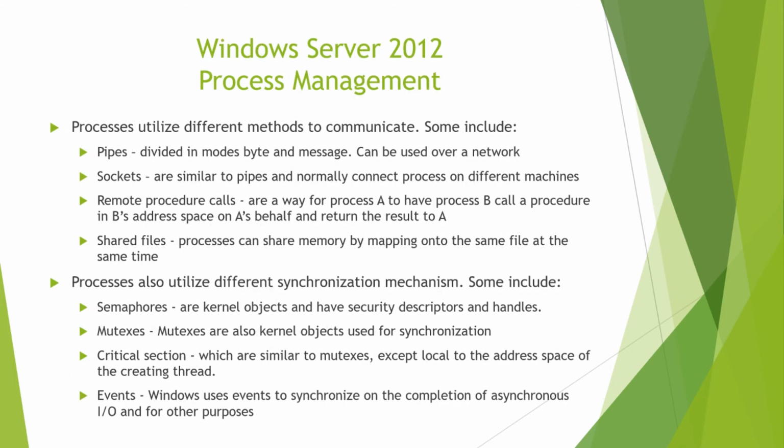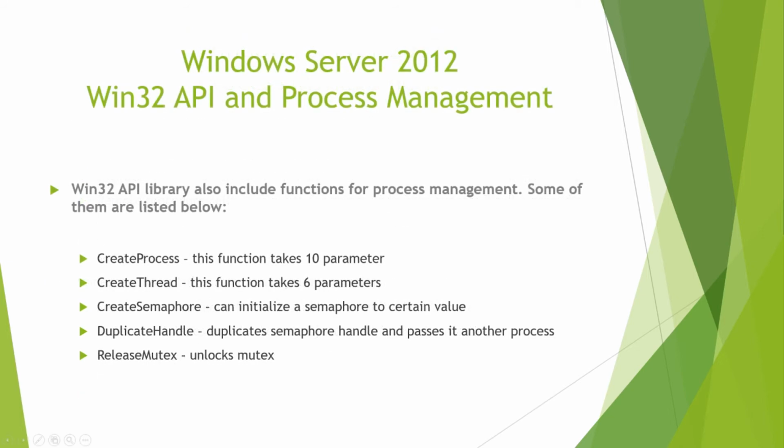Processes use different methods to communicate, and different synchronization mechanisms. Some of the different methods to communicate include pipes, sockets, remote procedure calls, and shared files. And some of the synchronization mechanisms used by the processes include semaphores, which are variables used to solve critical section problems to achieve process synchronization in a multi-level environment, and mutexes, which are basically locks, and all of them are kernel objects. Then we have critical sections and events. Some of the functions in the API library to manipulate processes are shown on the screen.